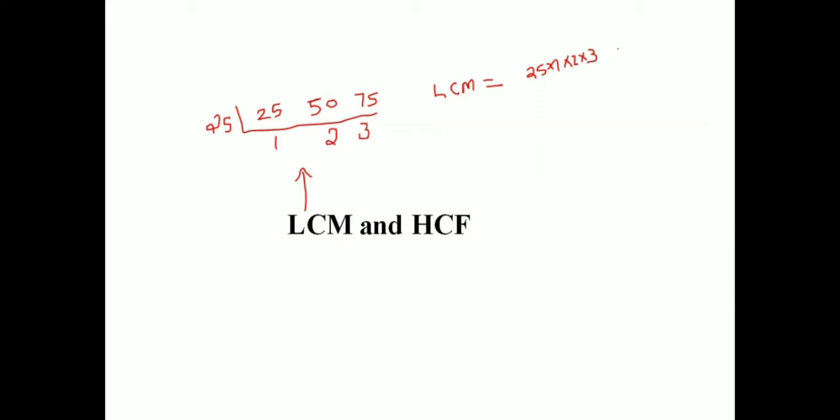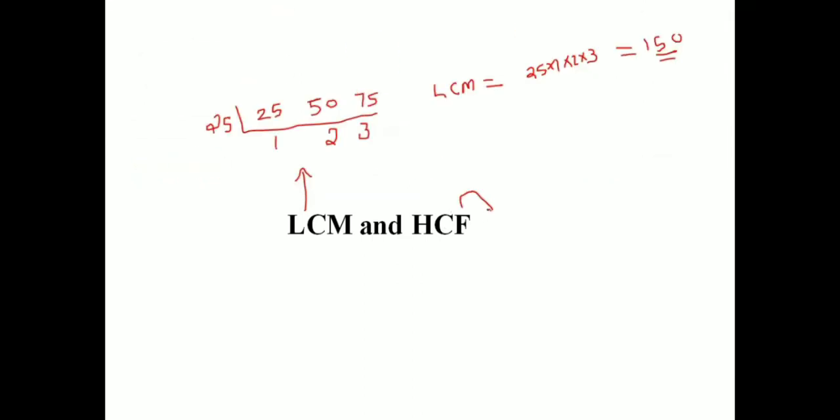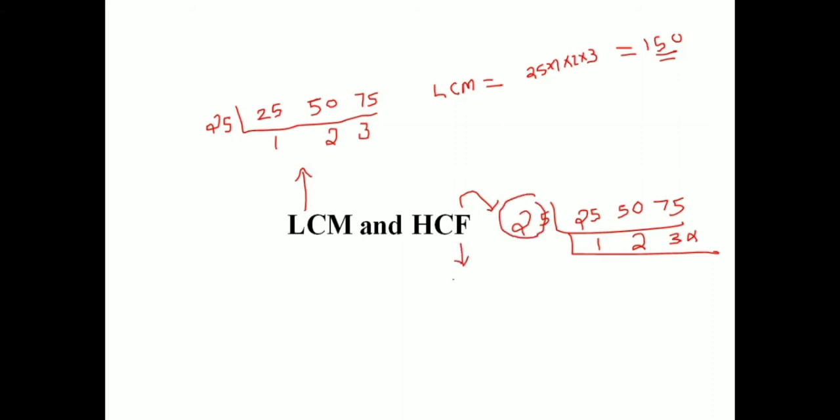This is how we calculate the LCM of two, three or four numbers. So 150 is the LCM. Then how to calculate HCF? You can see that 25 is the HCF, because 25 is the highest common factor of these numbers 25, 50 and 75. There won't be any other common factor, so 1, 2, 3 we are getting here. So the highest common factor of these numbers is 25. Hope it is clear. This is the method we use to calculate LCM and HCF, called the long division method.